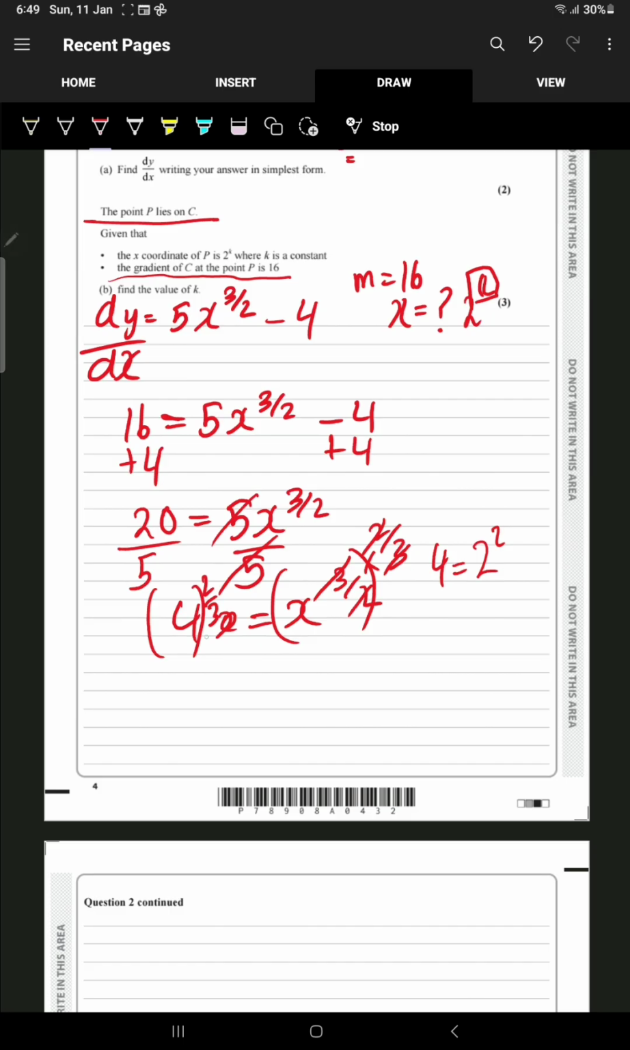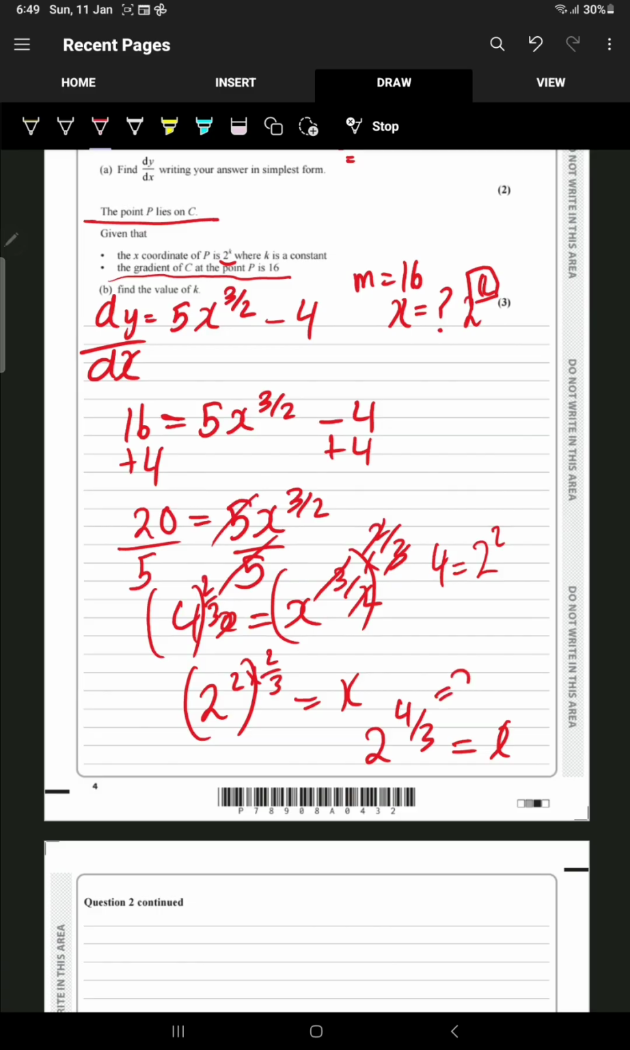So 4 can be written as 2 to the power of 2, because it says that we have to express in 2 to the power of k. Now you have to express 2 to the power of 2 inside the bracket. Now you have to use the laws of indices: 2 to the power of 2 is inside the bracket and the 2 over 3 is outside the bracket. So 2 times 2 over 3 is going to give us 2 to the power of 4 over 3, which is equal to x.